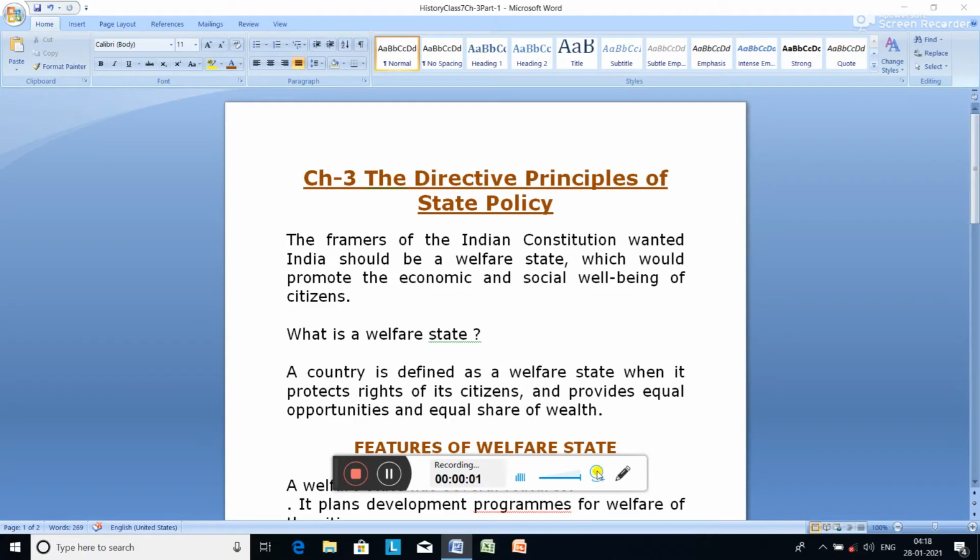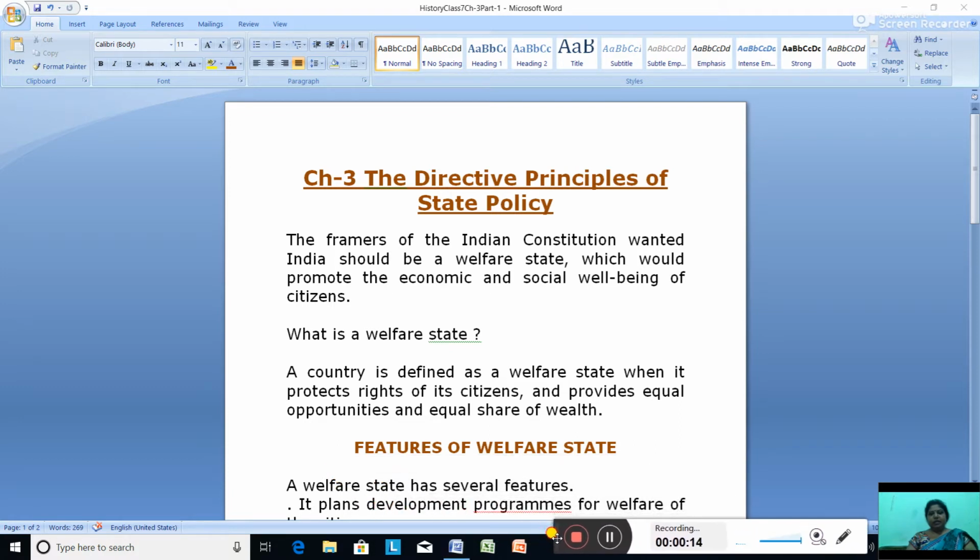Hello Standard 7. Today we are going to start a new chapter, that is the Directive Principles of State Policy. This is the last chapter of your Civics, the Directive Principles of State Policy.